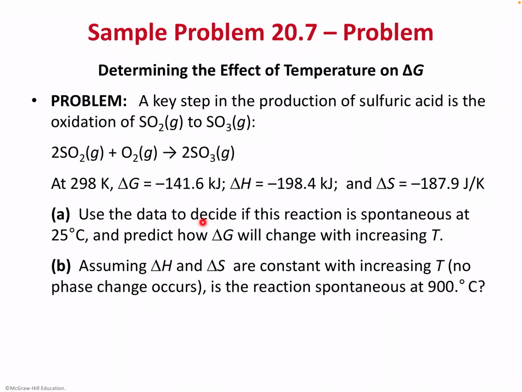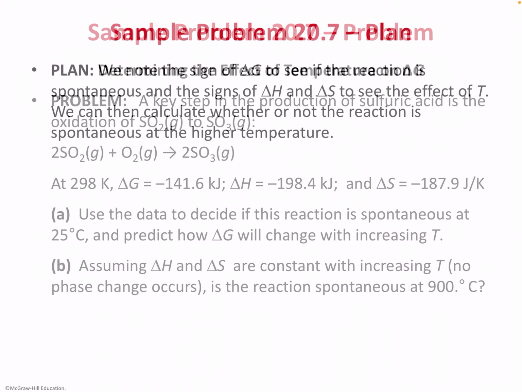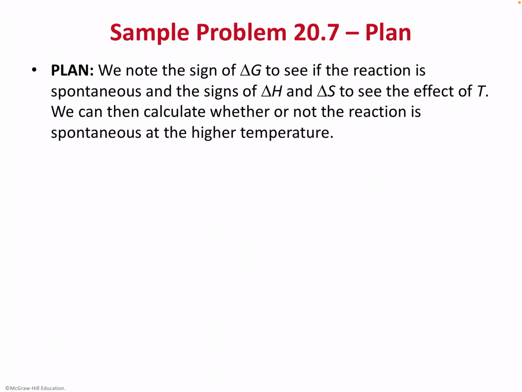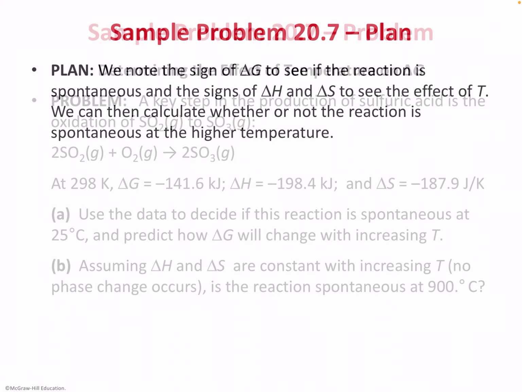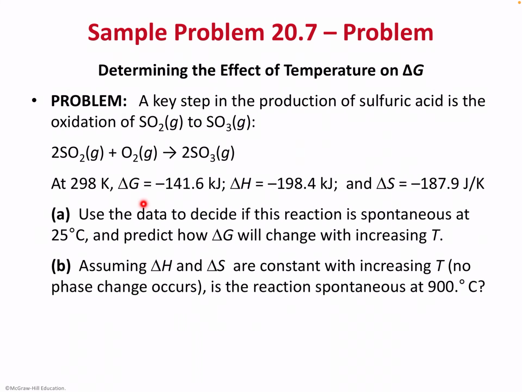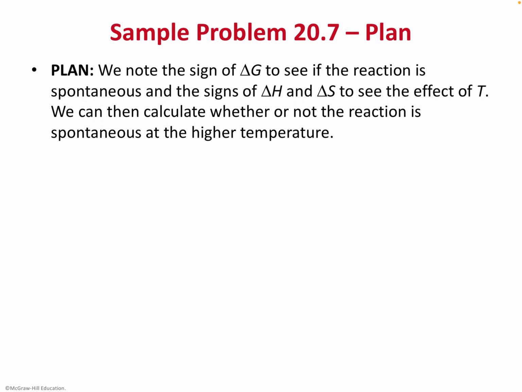Use the data to decide if this reaction is spontaneous at 25 degrees Celsius and predict how delta G will change with increasing temperature. Okay, so we have these values given to us. We note the sign of delta G to see if the reaction is spontaneous. What is the delta G? It is negative, so it is spontaneous, right?